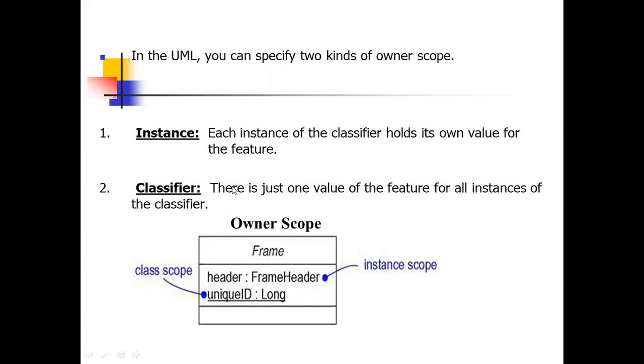Then classifier. There is just one value of the feature for all instances of the classifier. Here is class scope, that is classifier: uniqueID colon long. That means this ID is unique for the whole classifier, with only one value for all the instances of that classifier.